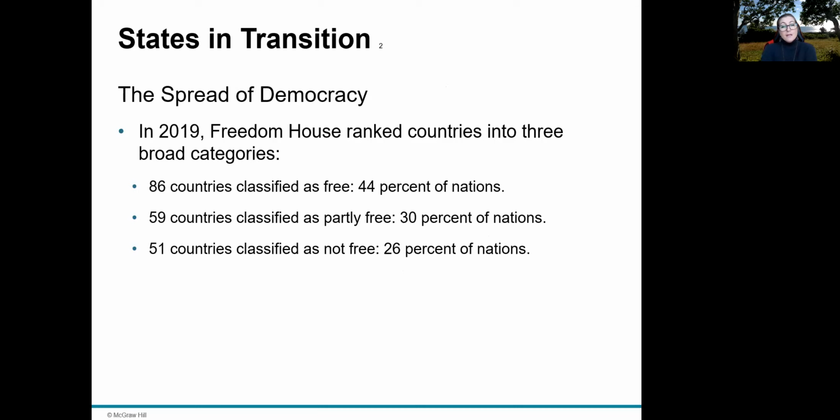In 2019, Freedom House ranked countries into three broad categories. 86 countries were classified as free, so 44% of the world's nations. 59 countries were classified as partly free, 30% of nation states. 51 countries were classified as not free.